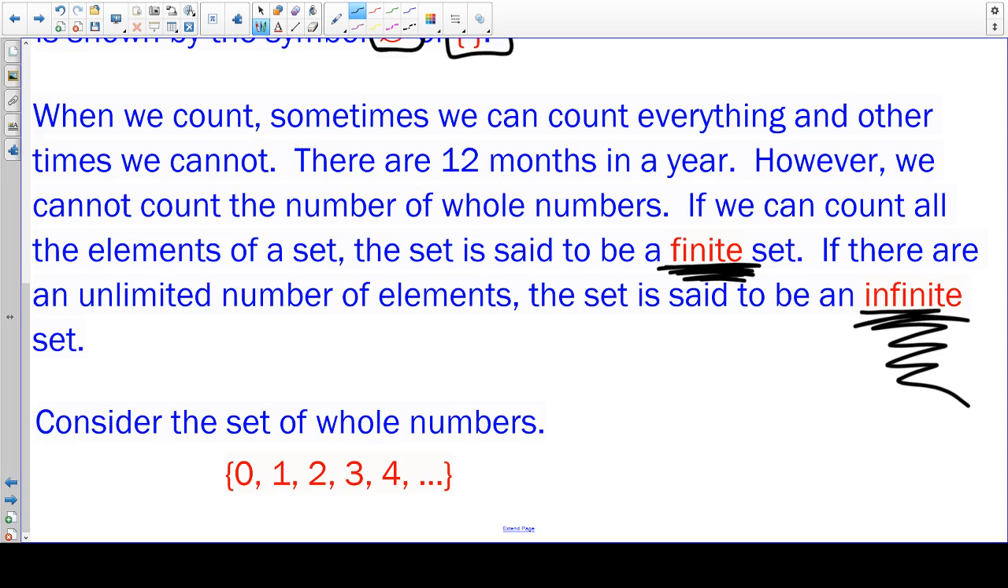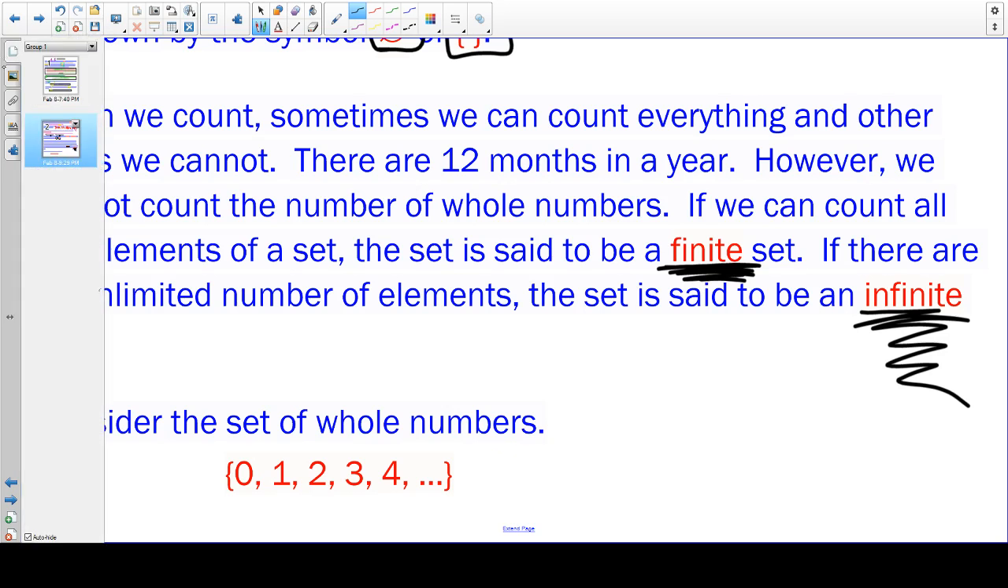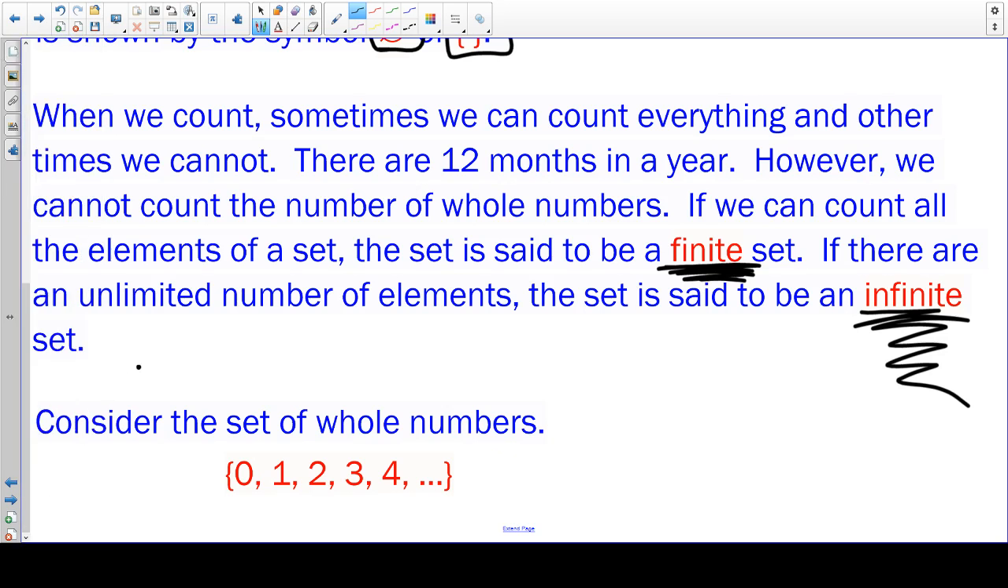So, consider the list of whole numbers. 0, 1, 2, 3, and 4. That would be an infinite set.